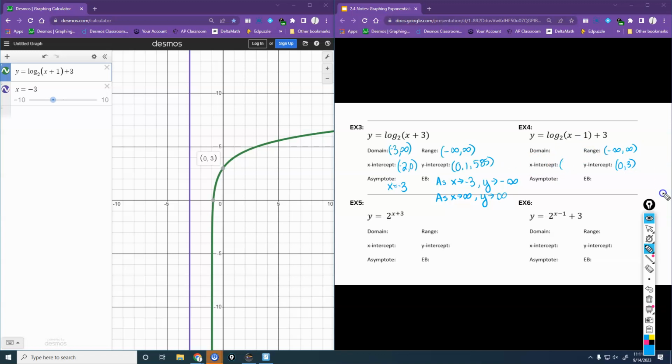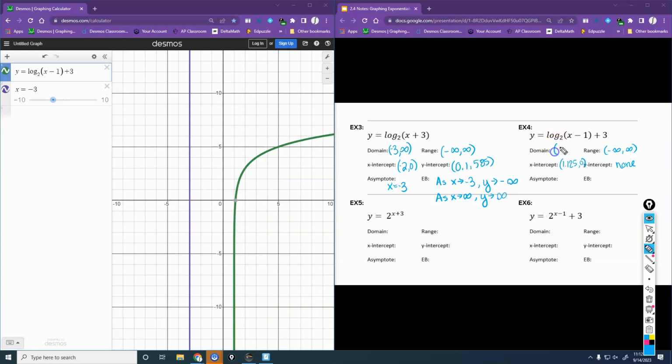Oh, sorry. Okay, now, okay, so there is no y-intercept then. Okay, what is the x-intercept? 125. Okay. Drew, what's the domain?